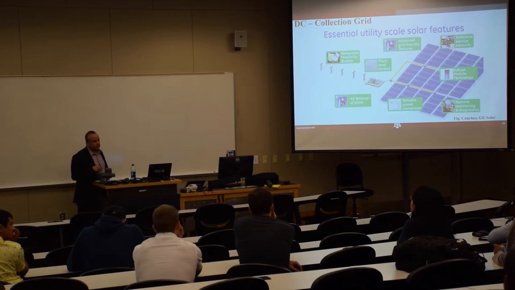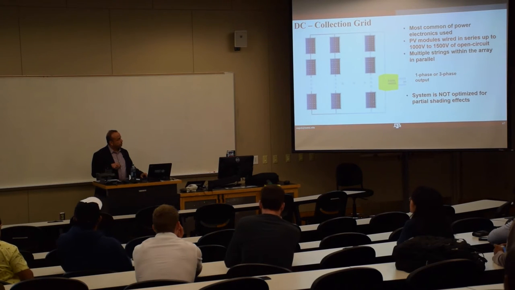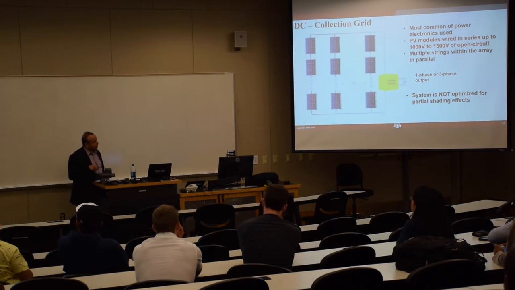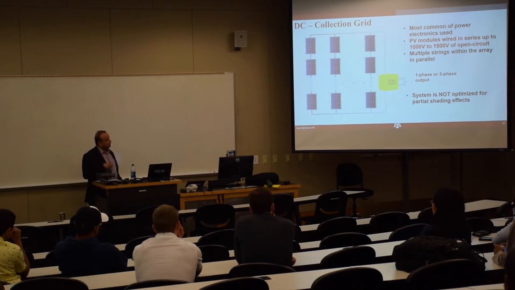So this is courtesy of GE, where you have a large DC collection grid. The previous one was the AC collection grid. Here you have DC coming through. The most common power electronics uses the PV modules, and then you have all of them in series. The main issue is if you have shading and partial shading, then you have inefficient production of power.